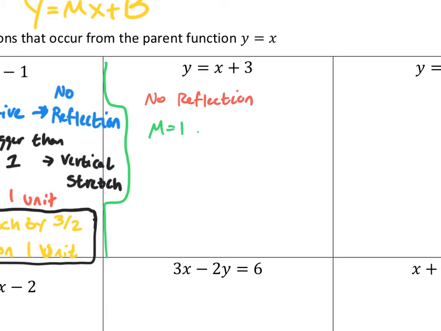When it's equal to 1, that means there is no change. Or I guess better, instead of saying change, I'm going to say there is no stretch or shrink. That's the big thing there. m is 1, there's no stretch or shrink. And then the last thing, your y-intercept is positive 3. Well, that means we're going to shift which direction?